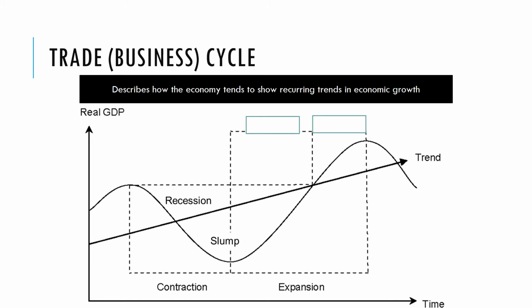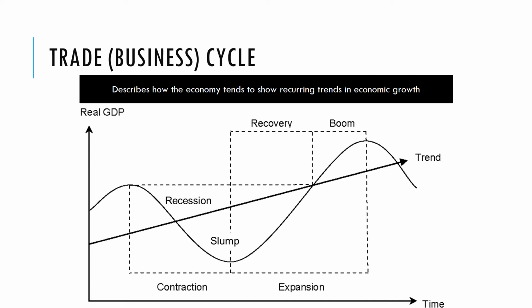When GDP is low and way below trend, we call that a slump or sometimes a depression. When GDP starts to rise, we're still not yet back on trend, but it looks like GDP is rising. We call this period recovery within the economy. And when GDP is high, above trend, we call this period a boom in the economy.